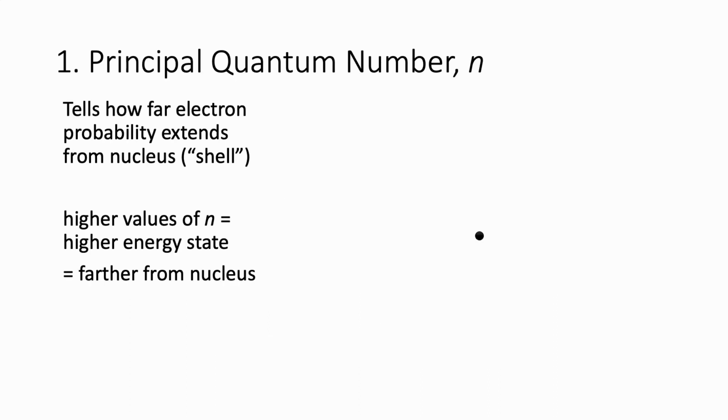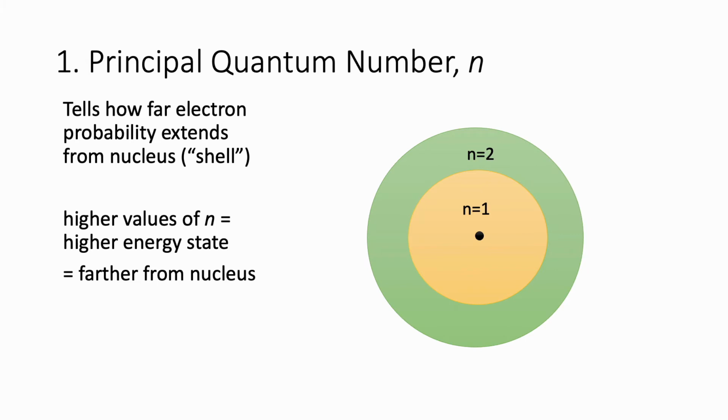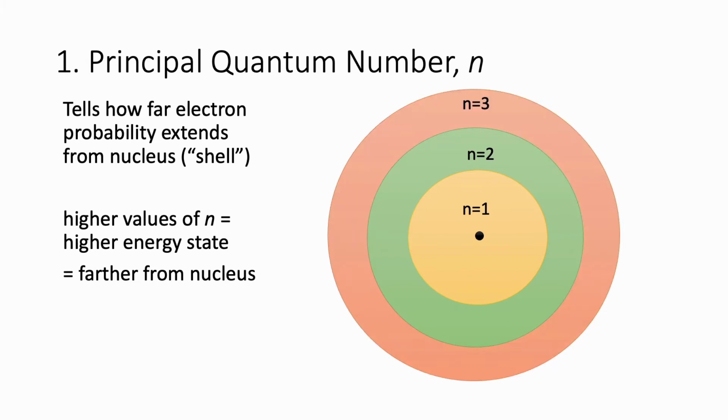The principal quantum number n, again, tells us how far the electron is likely to be found from the nucleus. So the higher your n, the farther you are from the nucleus, and therefore the higher energy state you're at. So n equals 1 is relatively close to the nucleus, n equals 2 is further out, n equals 3 is further out, and we have identified atoms where n goes all the way up to 6.